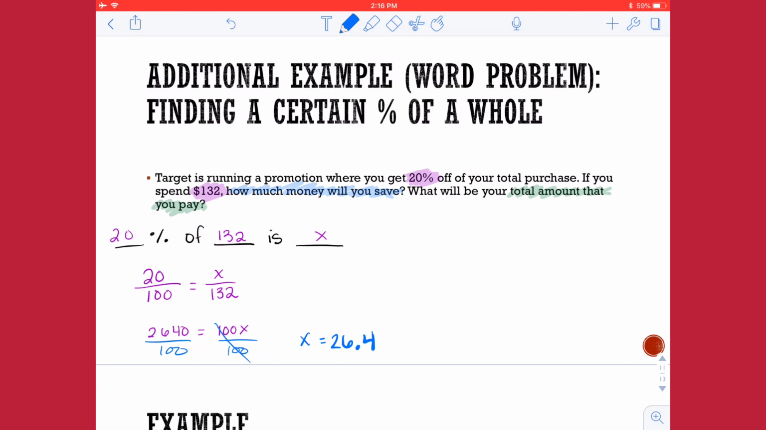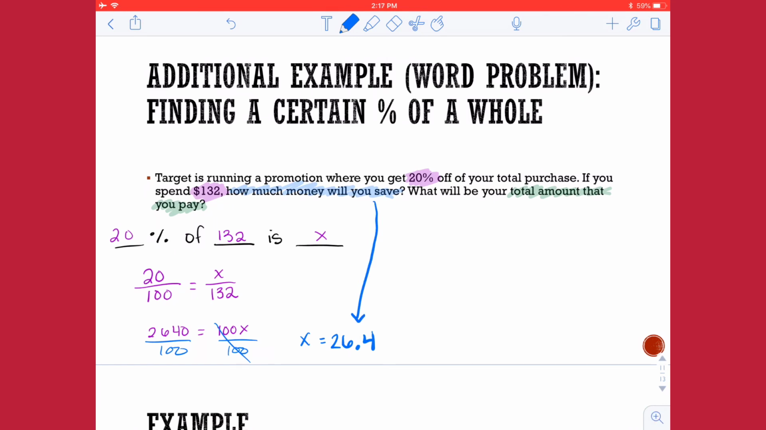Now we want to think about, what is that? That is 20% of $132. That means out of $132, if I'm getting 20% off, that is equivalent to $26.40. So that is the answer to how much money will I save.